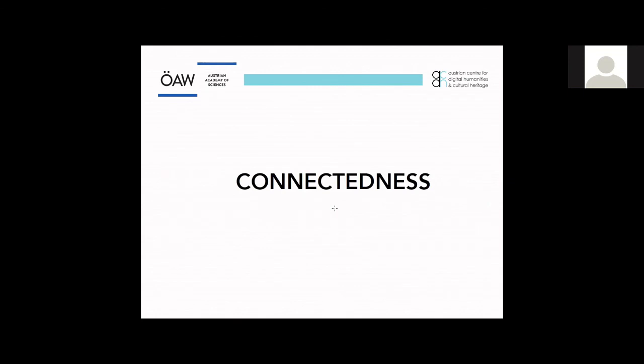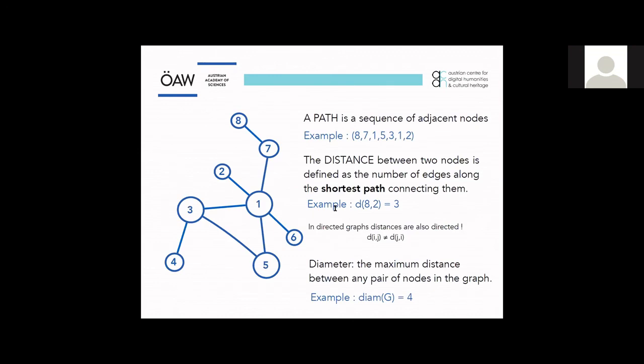So connectedness is a very important issue of networks. We have a path that is a sequence of adjacent nodes. So for example, if we want to go from 8 to 2, this is an example of a path: 8, 7, 1, 5, 3, 1, 2. But the distance between two nodes is defined as the number of edges along the shortest path connecting them. So for example, the distance between 8 and 2 is actually 3, because this is the shortest path connecting them.